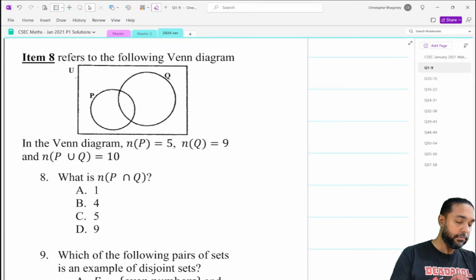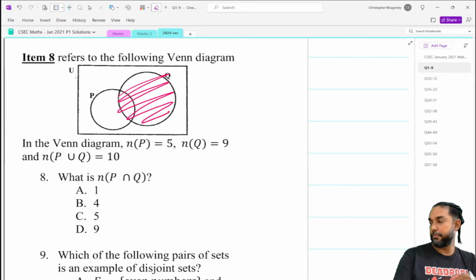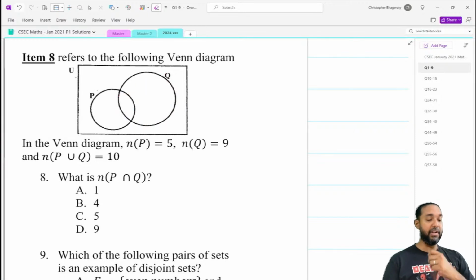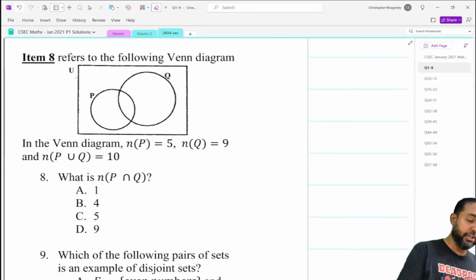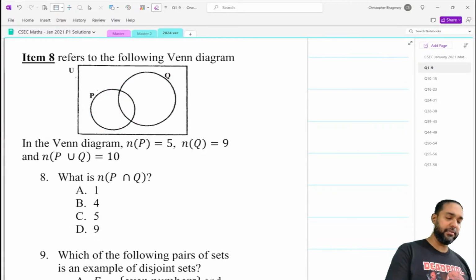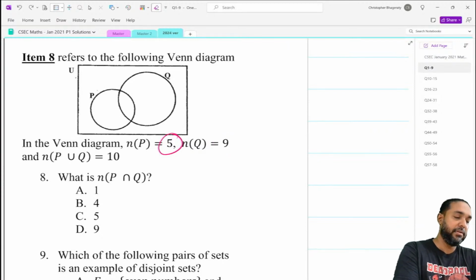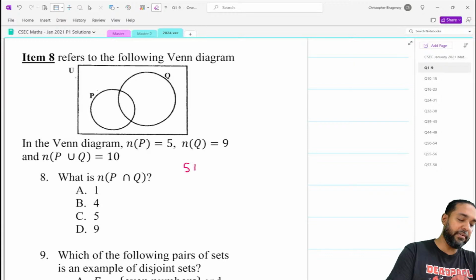Right. So in the Venn diagram, the number of elements in P is 5, so everything inside of P is 5, including the intersection. In Q, you have 9, which includes the intersection as well. And the number of elements in P union Q is 10. So if you put together everything in P and Q, we get 10. But 5 plus 9 is not 10. 5 plus 9 is 14. So if you take 5 and add 9, you can't get 10, right?